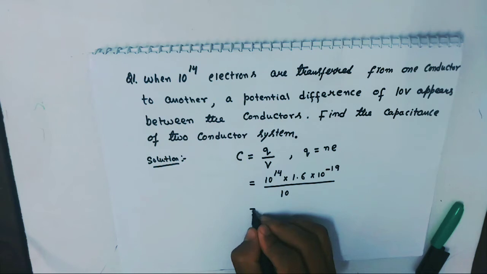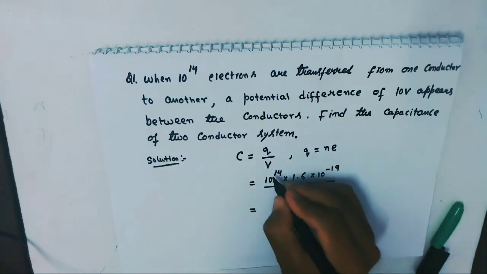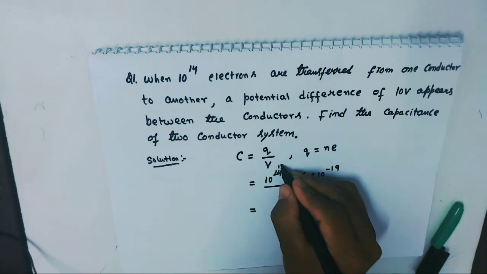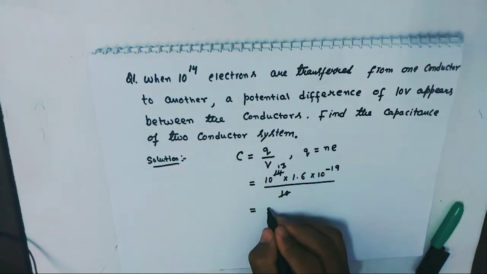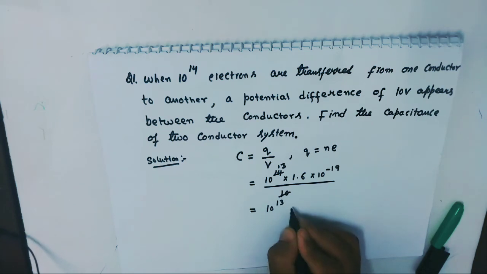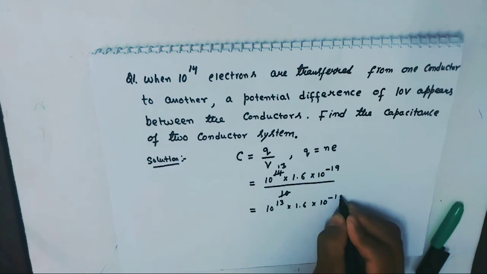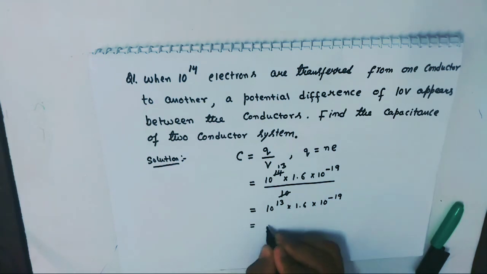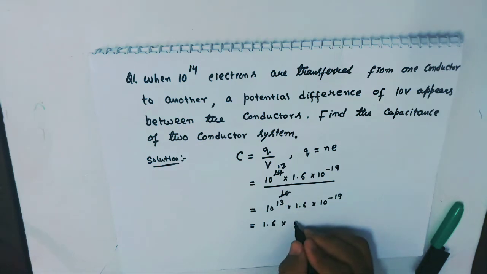So this is equal to how much? So 10 will get cancelled with this. So this will remain 10 to the power 13. So here 10 to the power 13 multiplied by 1.6 into 10 to the power minus 19. So this is equal to 1.6. So minus 19 and plus 13 becomes 10 to the power minus 6.